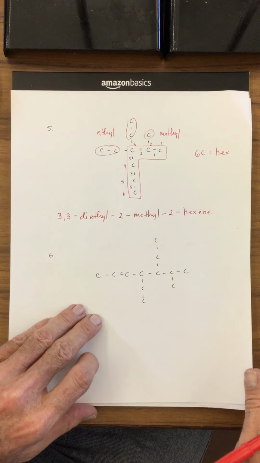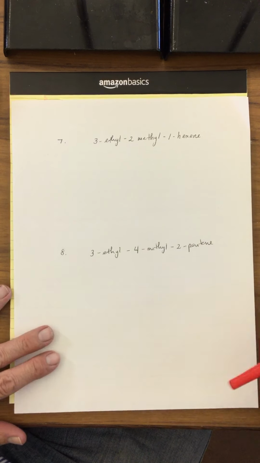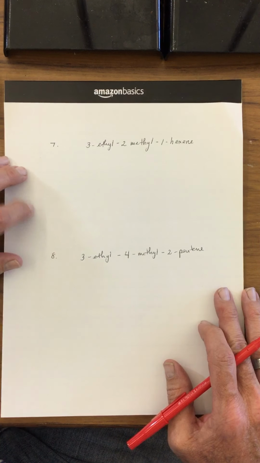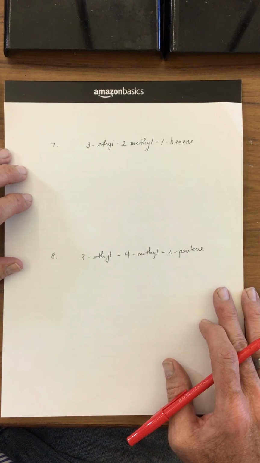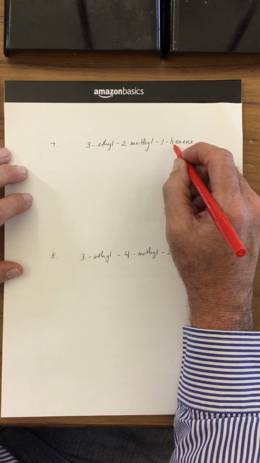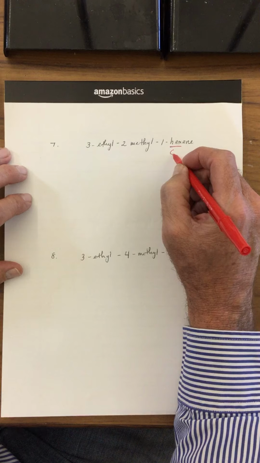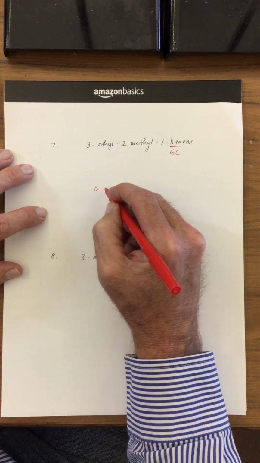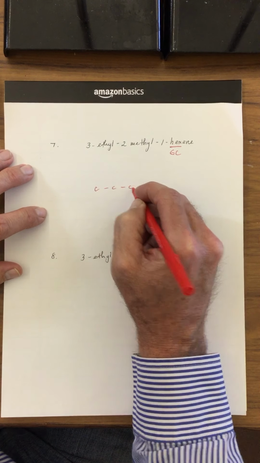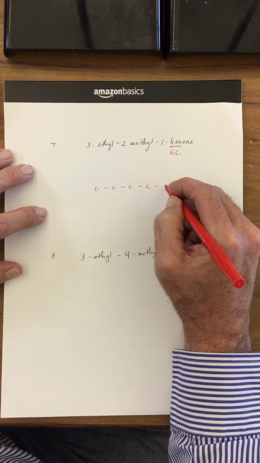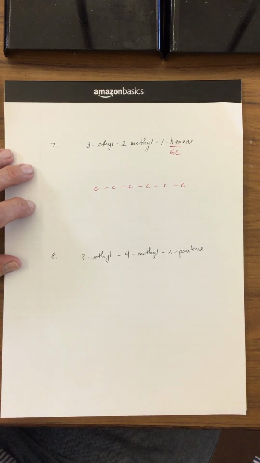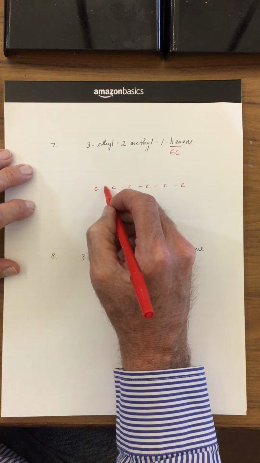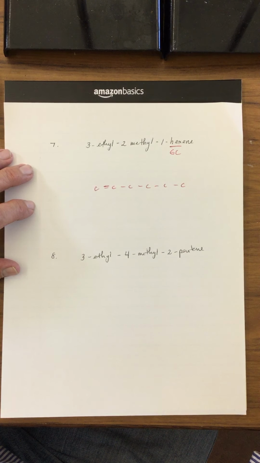We can turn the page, and we can do number 7 together. Draw 3-ethyl-2-methyl-1-hexene. So this is a little bit easier. So we have hex, which means we have a 6-carbon parent. So we can go ahead and draw 6 carbons. 1, 2, 3, 4, 5, 6. Where's the double bond going to be? It's going to be in the first position. So we're just going to make that into a double bond right there.